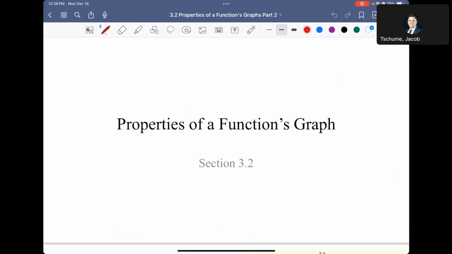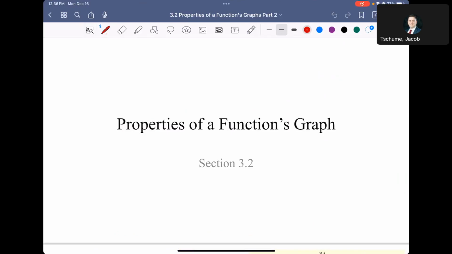All right, in this video, we are going to finish up section 3.2, talking about properties of a function's graph. So in the last video for this section, we went over all the information that you would need to know when it comes to a graph and the properties you have to find for it. What I'm going to do in this video is show you a long problem.